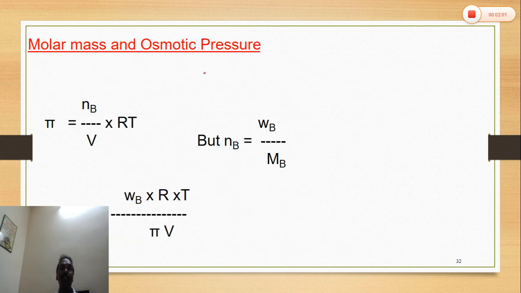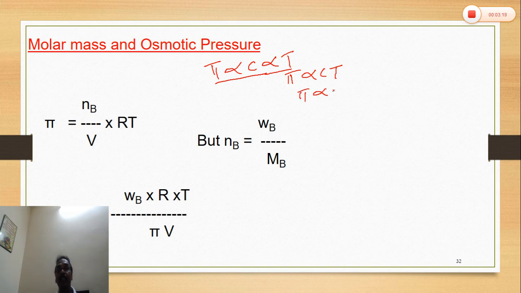Now, this osmotic pressure is directly proportional to concentration, and it is also directly proportional to temperature. Osmotic pressure pi is proportional to C, and it is proportional to T. So we can write pi is proportional to CT. Here C is concentration, which is number of moles by volume, n by V. So pi is proportional to n by V into T, where pi is osmotic pressure, n is the number of moles of solute, V is the volume of the solution, and T is the temperature.